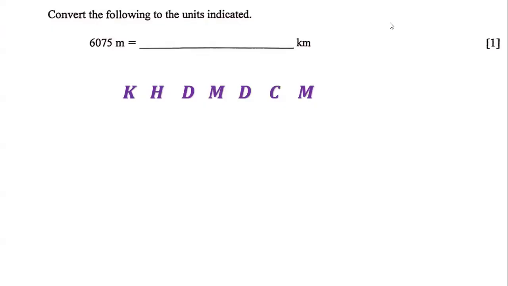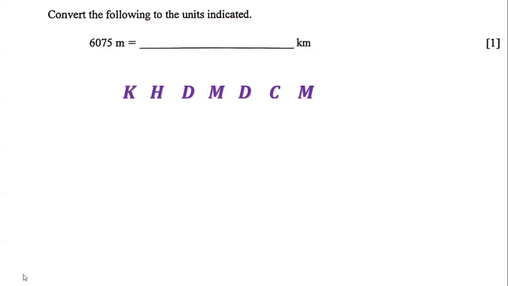That's the acronym. So what we're gonna do here is, we're moving from meters to kilometers, right? So you have to divide. You want to divide by what? Are we dividing or are we multiplying? What do y'all think? Some people are saying division, some people are saying multiplication.